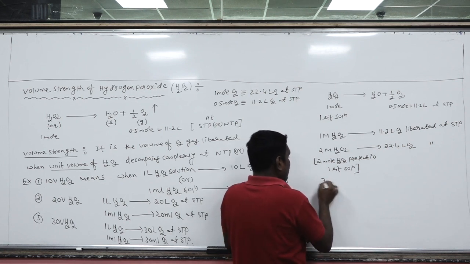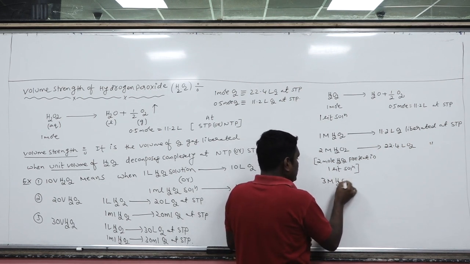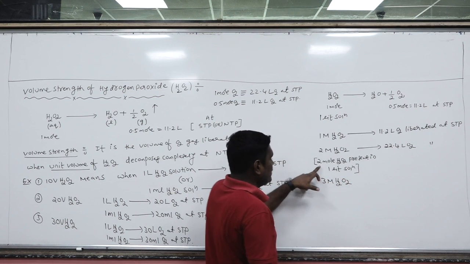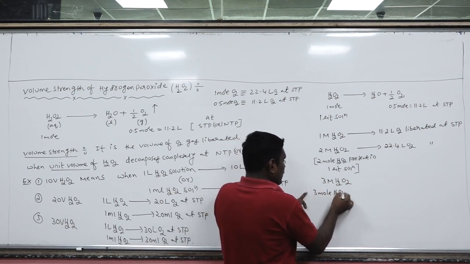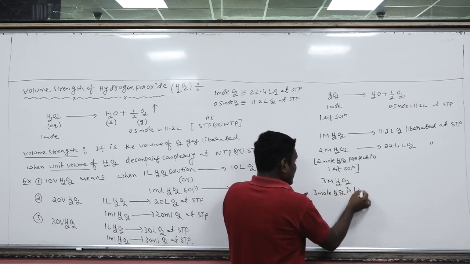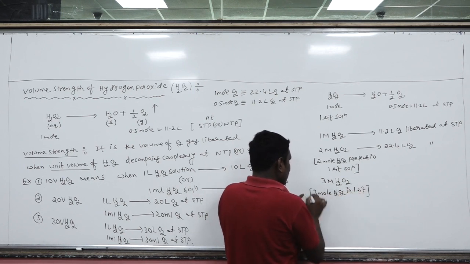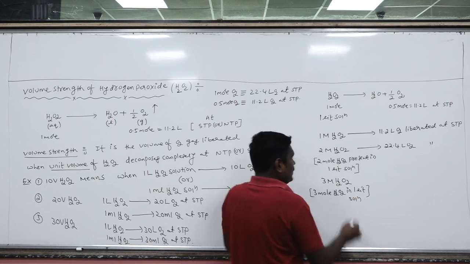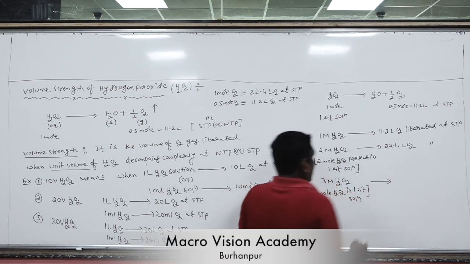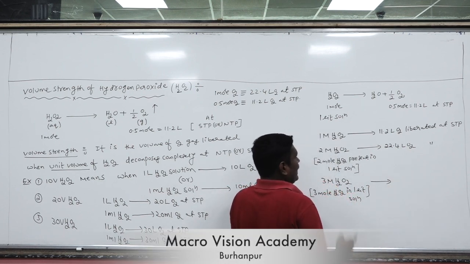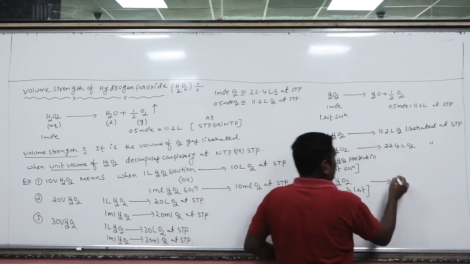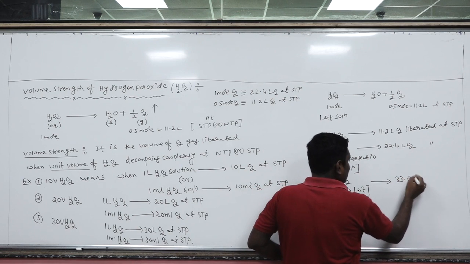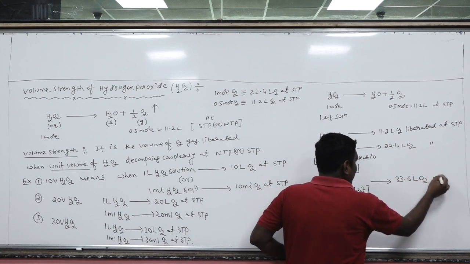Let's suppose I have a 3 molar solution of H2O2. Again 3 moles of solute. How many moles? 3 moles of H2O2 in how many liters? Again 1 liter solution. Now how many liters of oxygen will be liberated? 3 multiplied by 11.2, that is 33.6 liters of O2. Are you getting my point?